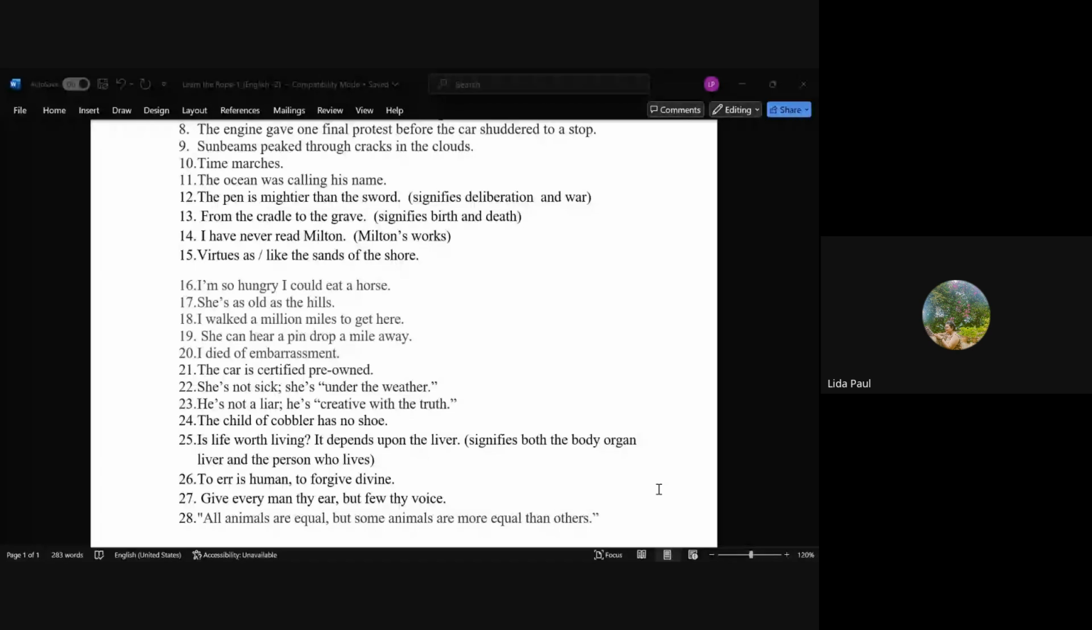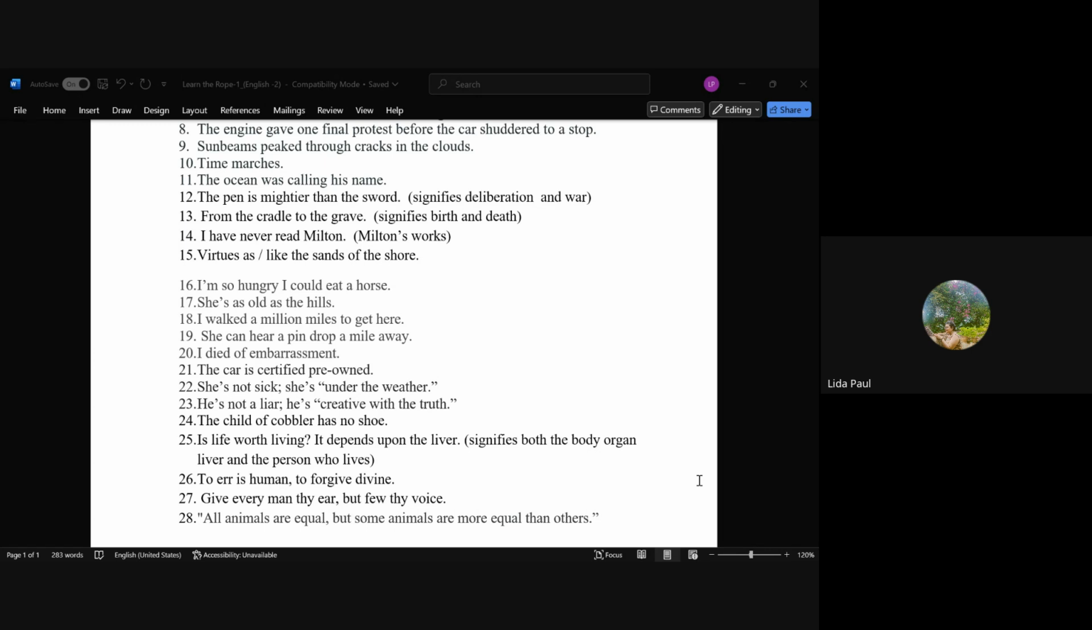Then 24th: the child of the cobbler has no shoe. Now, what was this? This we discussed last class. Irony. Irony, because there's situational contradiction involved here. So, irony. Correct.